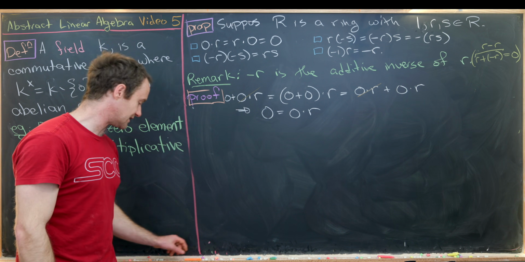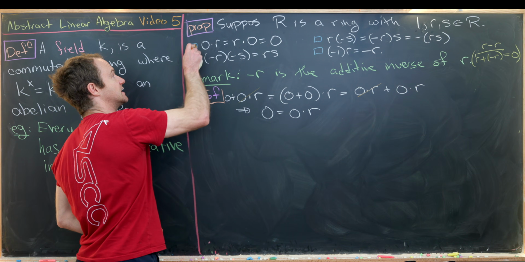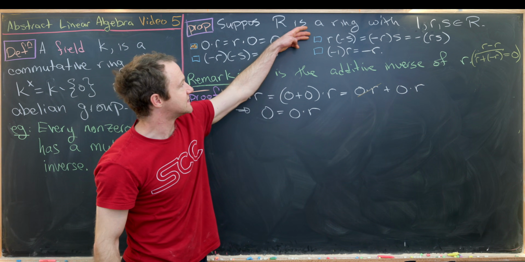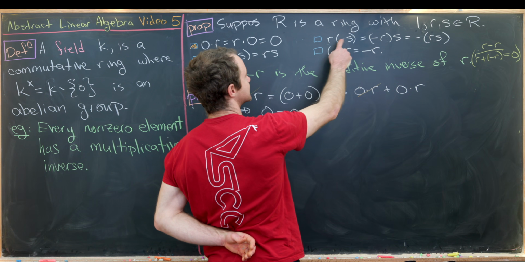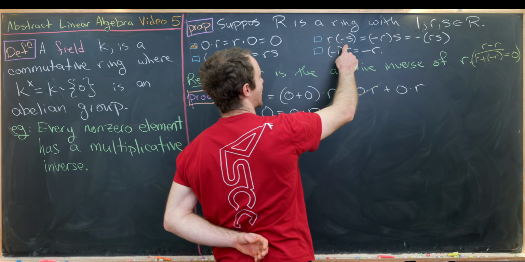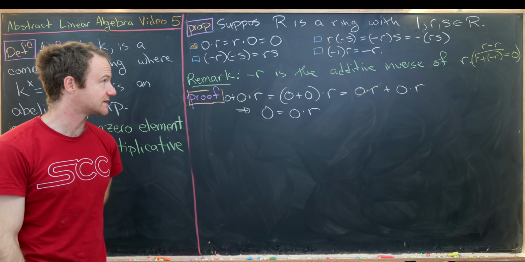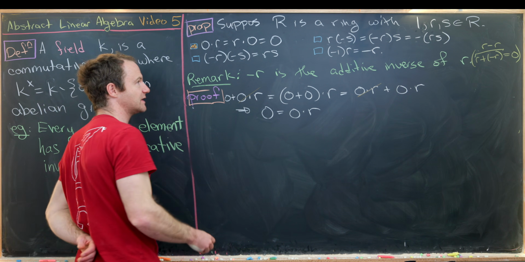For the other one, I'll leave that to you. You do essentially the same sort of calculation. Okay, let's move on to the second one. That says that R times the additive inverse of S is the same thing as the additive inverse of R times S. Okay, so let's see how we can do that.